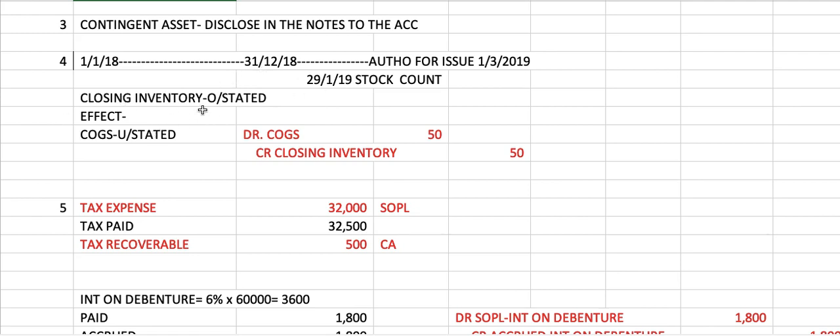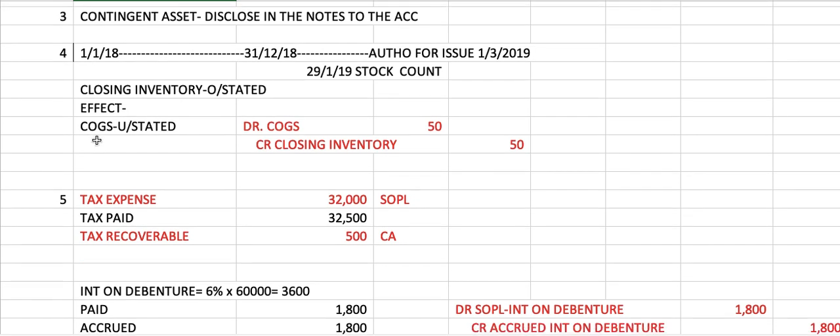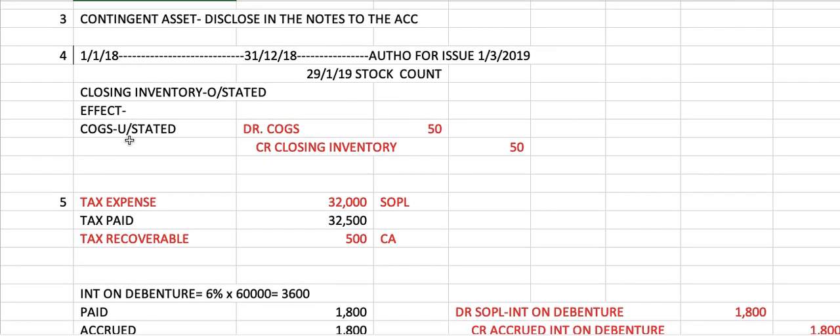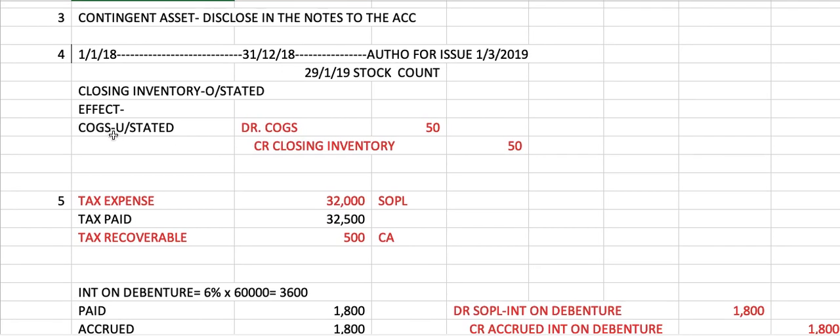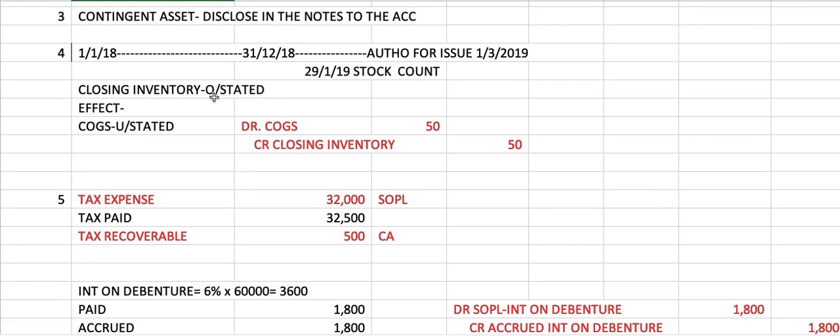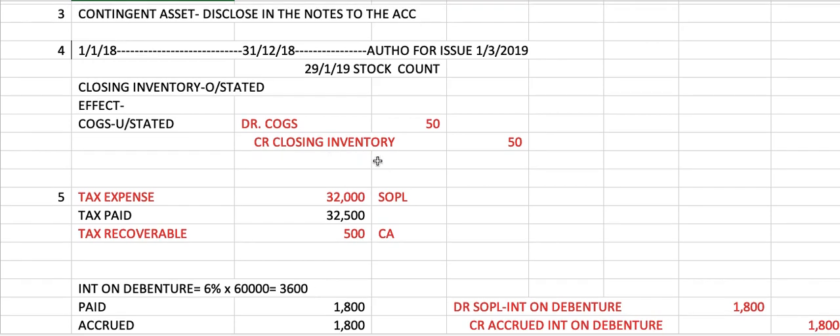When the closing inventory is overstated, the effect is the COGS in this year is understated. So you need to correct that. When it is understated, you need to increase it. So debit COGS. And when your closing inventory is overstated, you need to reduce it. So you need to credit closing inventory by that amount, 50,000.